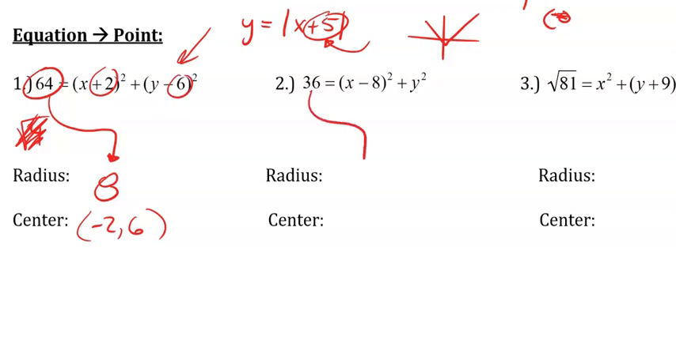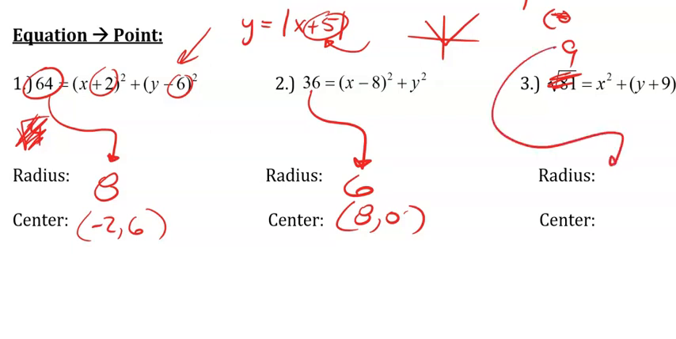Okay, next one. The radius. What is the radius going to be? 6, fantastic. And what is going to be the center? Great. Does anybody need me to do that last problem? No? So on here, this actually means 9. So if that's 9, then what does that mean for a radius? 3. And then you'd have 0 comma -9.